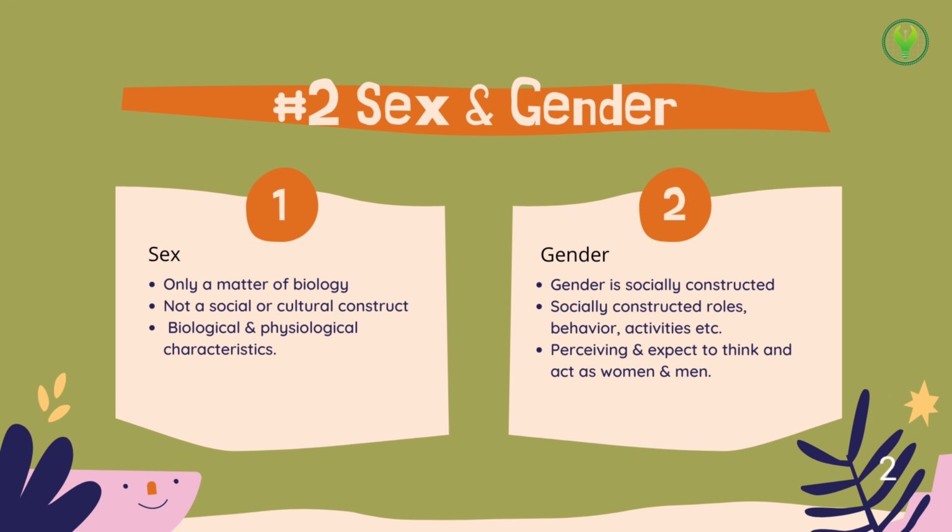Moving on, the differences between sex and gender. Sociologists define gender as socially constructed, while many feminists consider sex as only a matter of biology. As per WHO, sex refers to biological and physiological characteristics that define men and women, and gender refers to socially constructed roles, behaviors, activities and attributes that a given society considers appropriate for men and women. As a matter of fact, sex is something that does not change over time, while gender might change.